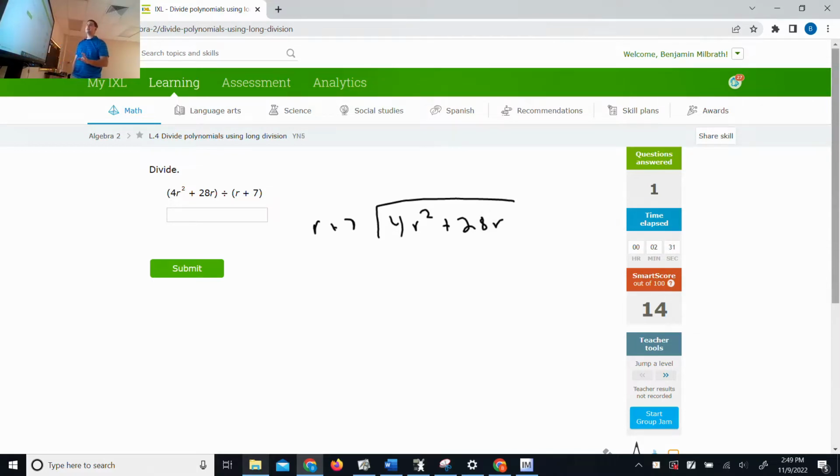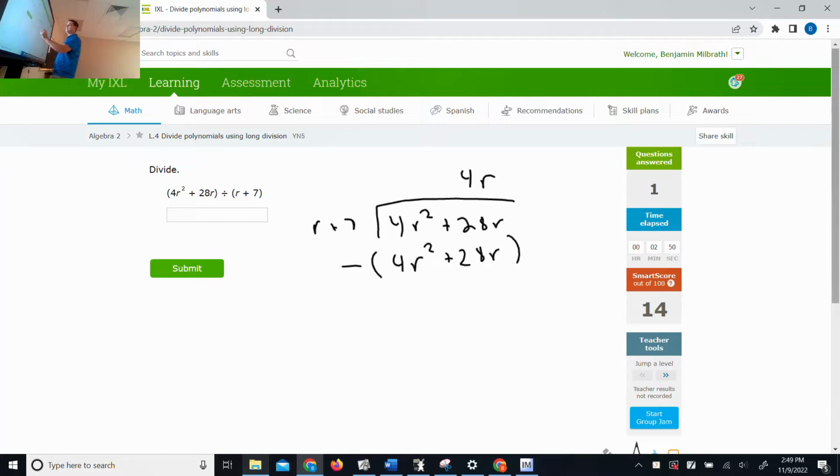The deal here is how do I turn this r into 4r squared? Well, I do that by multiplying by 4r. I like to make things line up, r's above r's and so forth. If I distribute, I'll have 4r squared plus 28r. And remember, we're going to subtract this line.